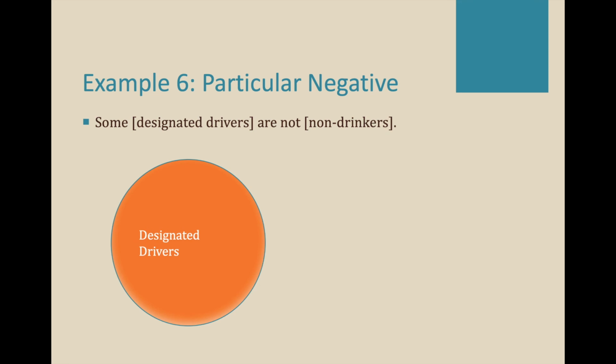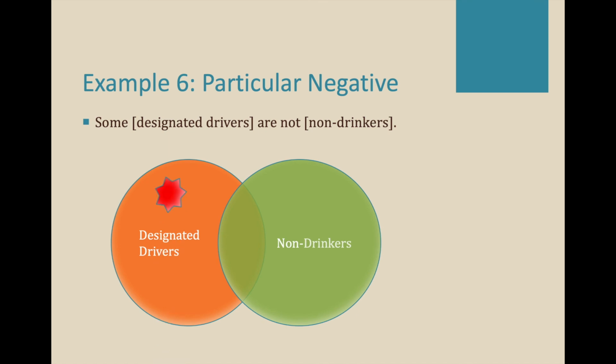We have the category of designated drivers and the category of non-drinkers. And of course, we're talking about those outside of the class of non-drinkers, because we're saying some designated drivers are not non-drinkers, right? So we're referring to those who are outside the class or the circle of non-drinkers, a particular negative statement.